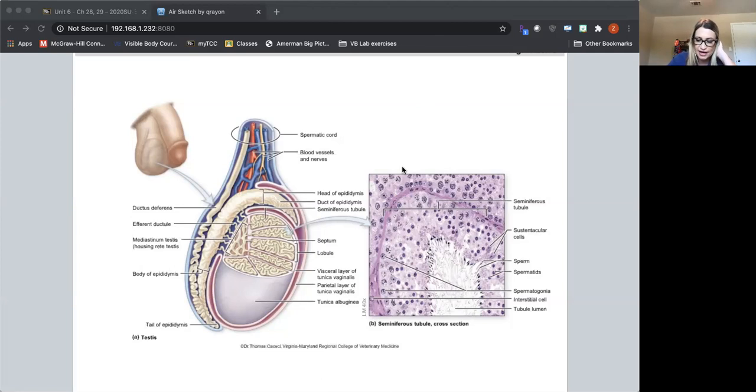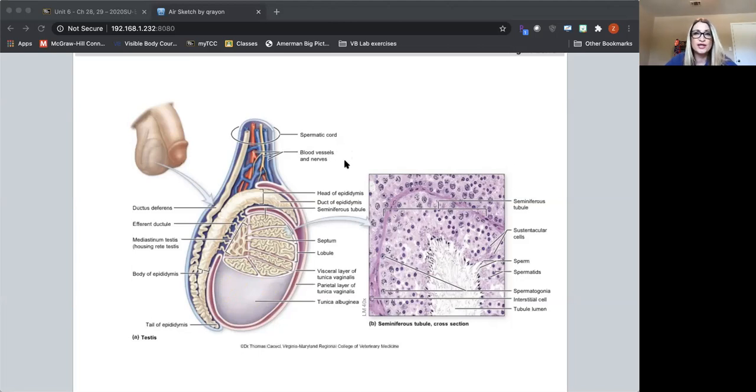And then underneath that, you have tunica albuginea, and that's this layer right here. You can see right here is the cross section of that layer. Tunica albuginea is a fibrous capsule. It covers each testis. It thickens in the posterior margin, and it projects inwards into the organ. That region is called the mediastinum testis. That's this area right here. And the mediastinum testis is going to house the rete testis, okay?